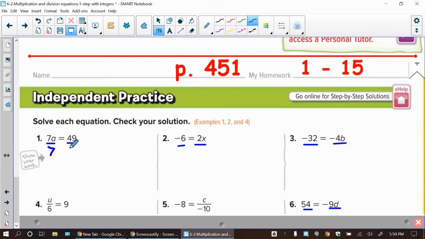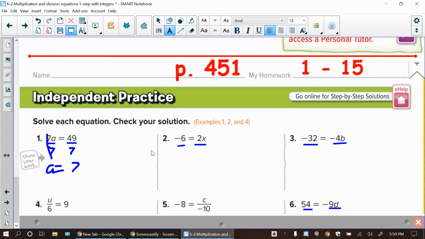Remember, you want to isolate. No, you cannot just sit here and write 8 equals 7. You have to be showing your work. I don't care which teacher you have, we all require for you to show your work. Then we also require for you to come back and check your work. Okay, so A equals 7. So if you need to, use the little space you have over here and check your work.